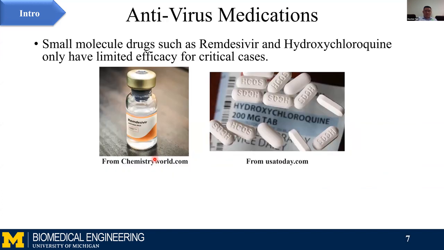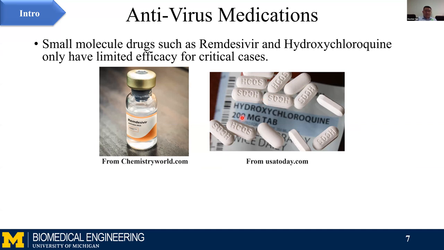Within the year 2020, a bunch of researchers and doctors have been trying to evaluate the performance of several antiviral drugs, for example, remdesivir and hydroxychloroquine. They're pretty famous in the news, but unfortunately, both of them have only limited efficacy for critical cases. They can definitely help with the recovery of the patient, but they are still not specific medications for this disease.